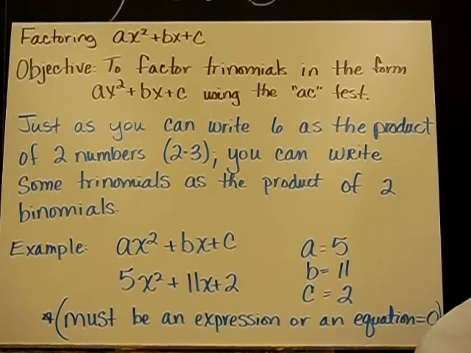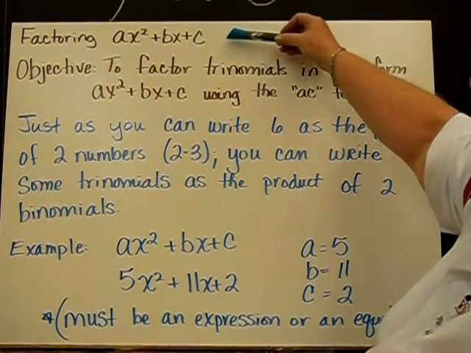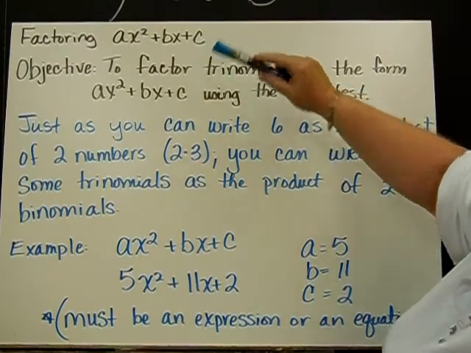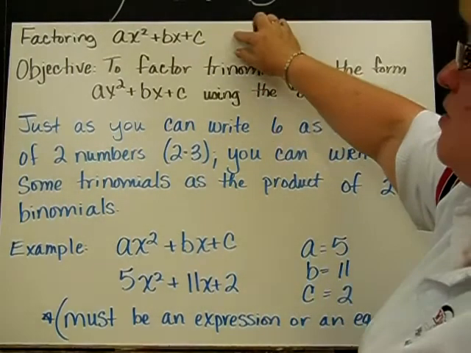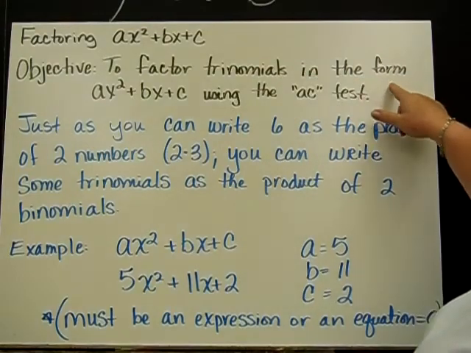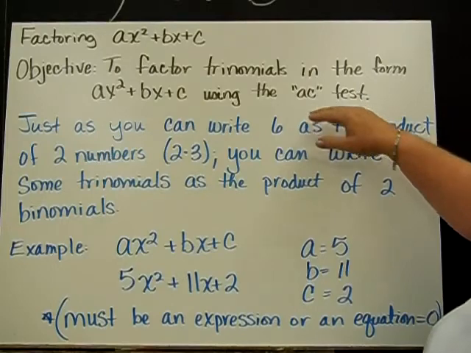We talked about factoring with grouping in our previous lesson. In this lesson, we're going to be talking about factoring trinomials of the form ax squared plus bx plus c, which is a quadratic trinomial. And the objective is to factor trinomials in this form using what's called the AC test.